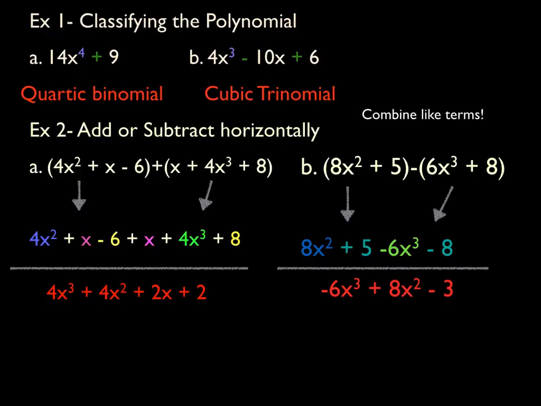So for example, if it says 6x to the third plus 8, when we rewrite the equation, what we will get is 8x squared plus 5 minus 6x to the third minus 8. After we rewrite the equation, what we must do is combine like terms or combine the colors that are the same. Finally, our answer for letter B will be negative 6x to the third plus 8x squared minus 3.